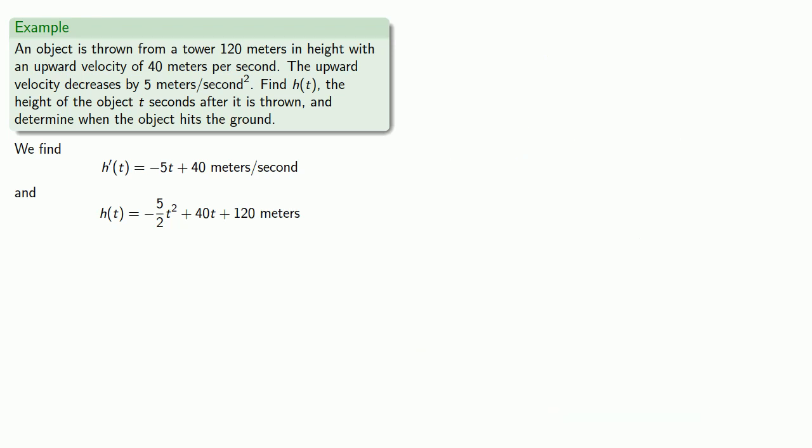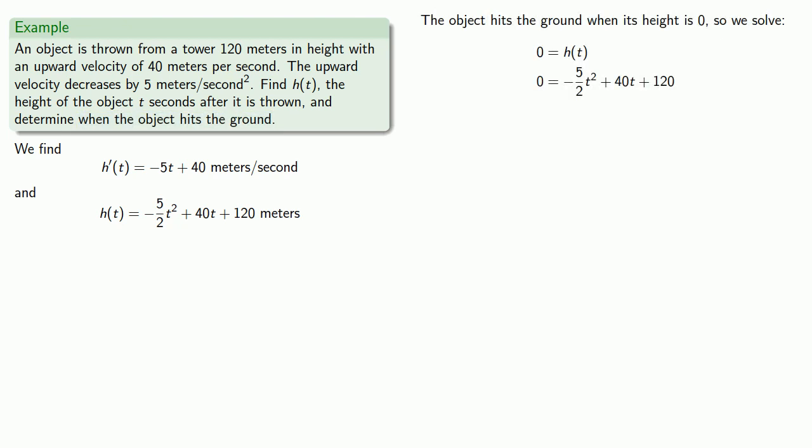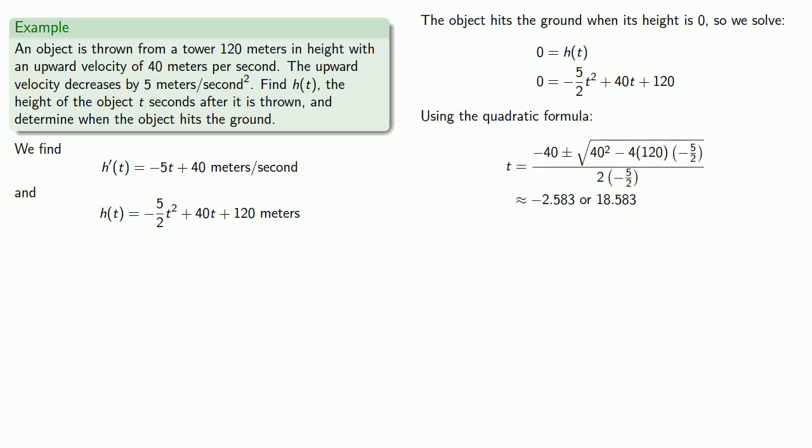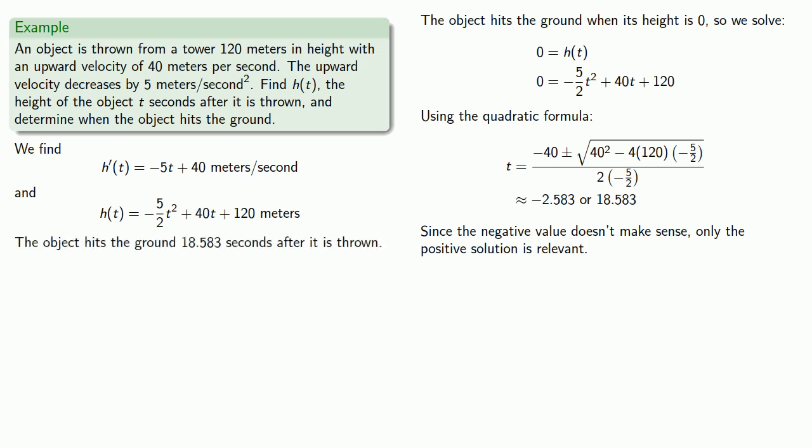And I want to know when the object hits the ground. So that's going to be when the height is 0, and so this gives us the equation. And we get two solutions. But since the negative value doesn't make any sense, only the positive solution is relevant. And so the object will hit the ground about 18.583 seconds after it's thrown.